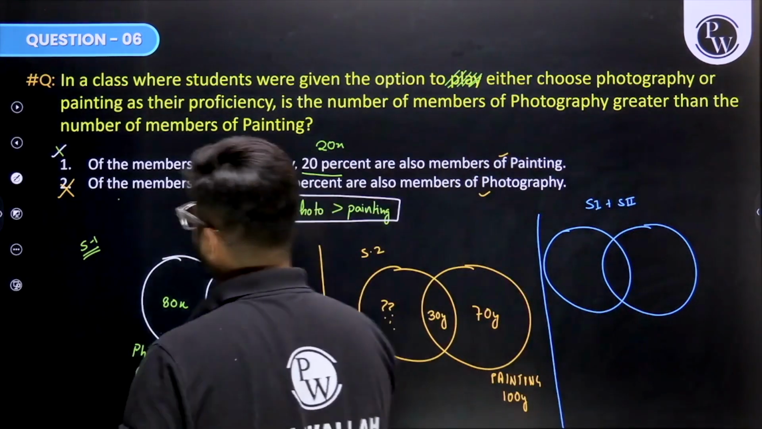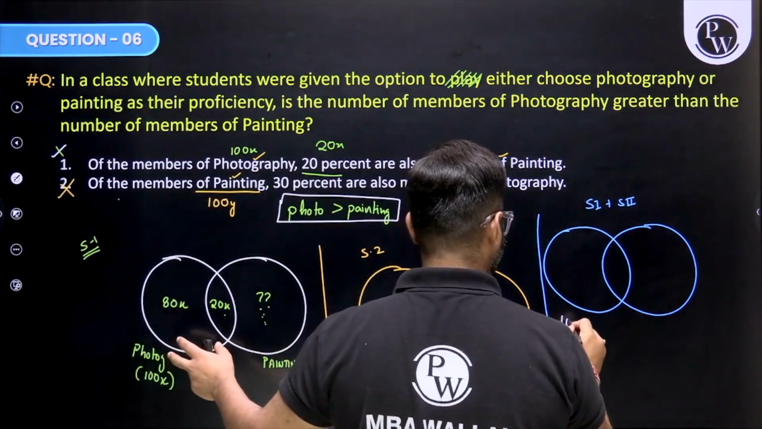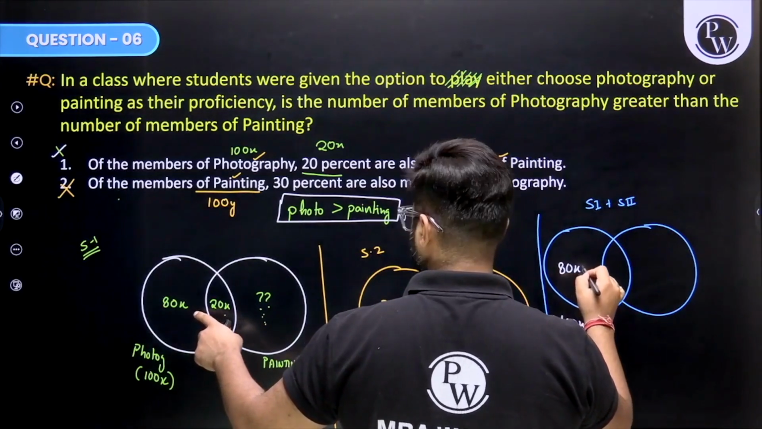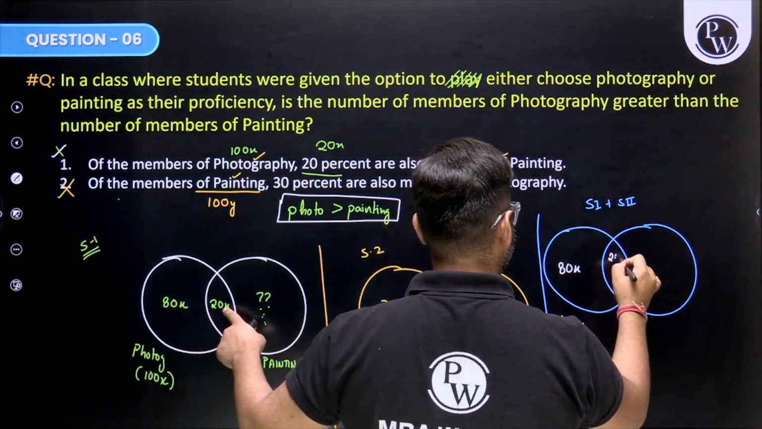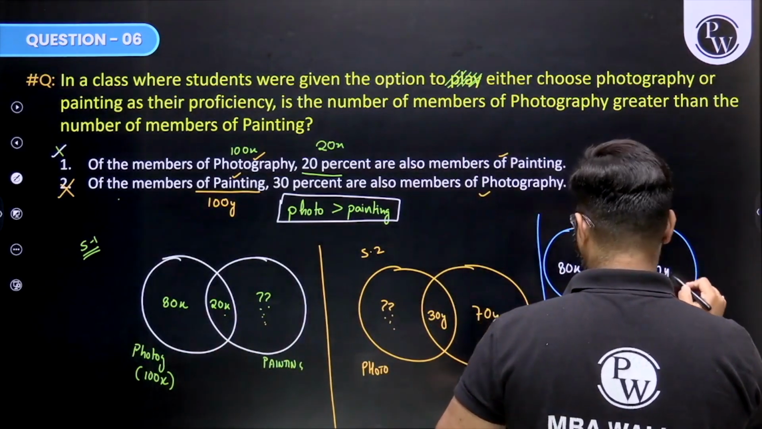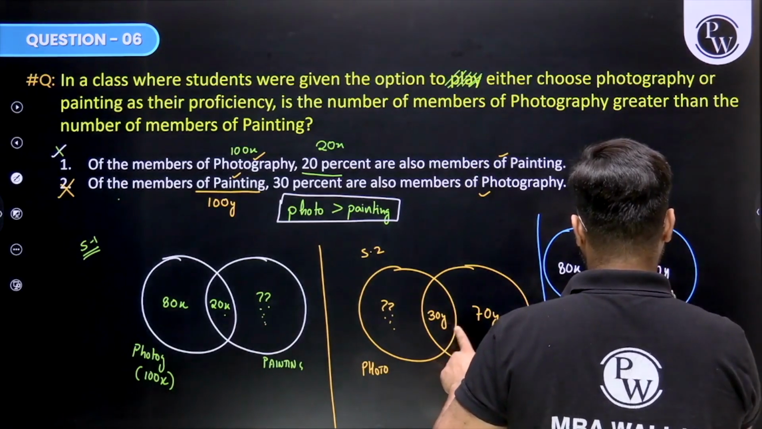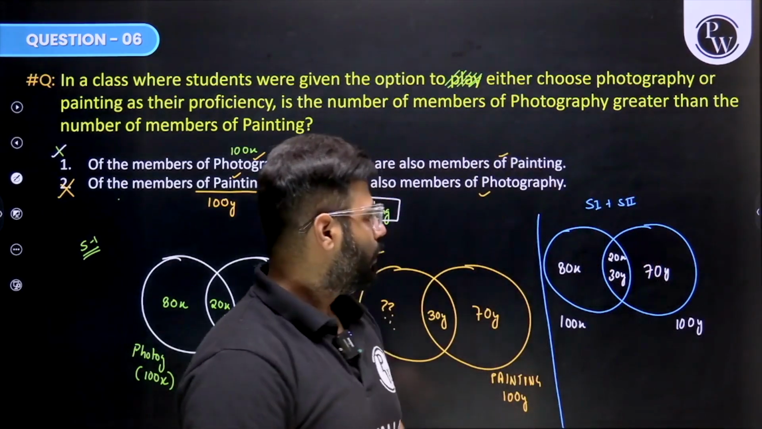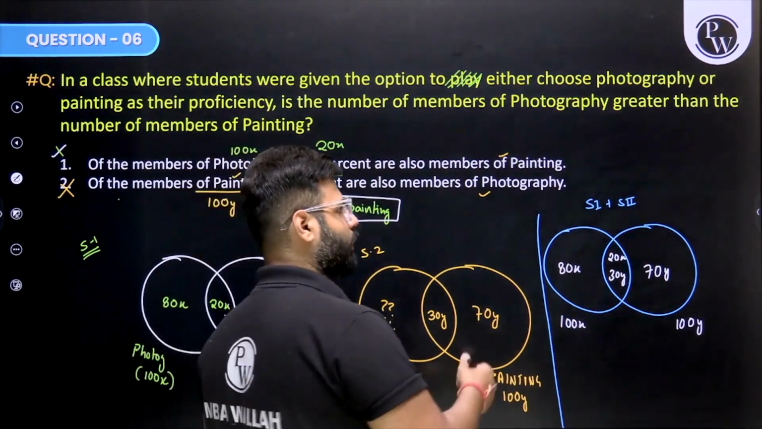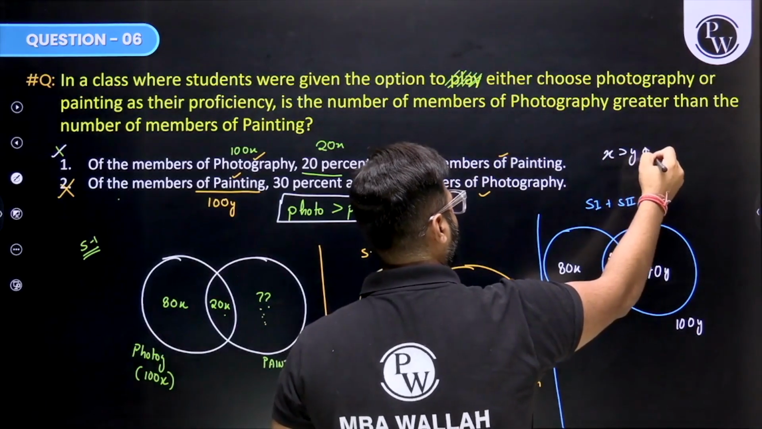That means we can write down this entire thing as it is. We have taken care of this as well. So this is 100x. This is 80x. This is 20x. Talking about this one, this is 70y. This is 100y. And this is 30y. We are interested in knowing what is greater, 100x or 100y. So we are interested in knowing whether x is greater than y or not.